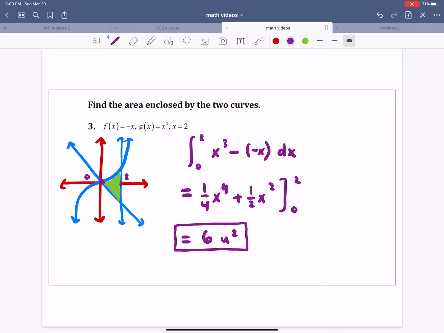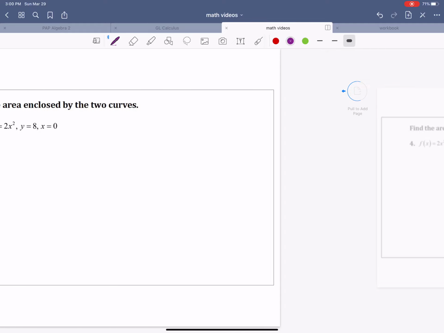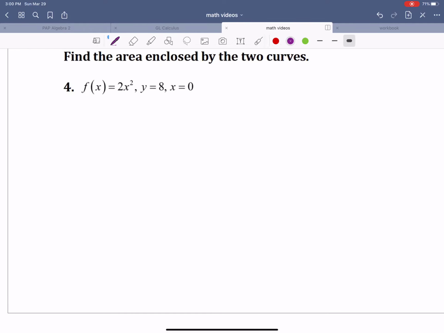Okay, hopefully you're finding these to be pretty straightforward and pretty easy. We're going to keep going. We got one more problem left together, and then we are done for the day. Okay, so here we go.